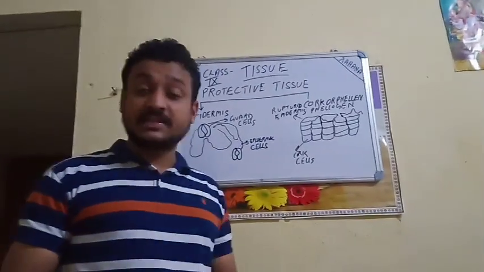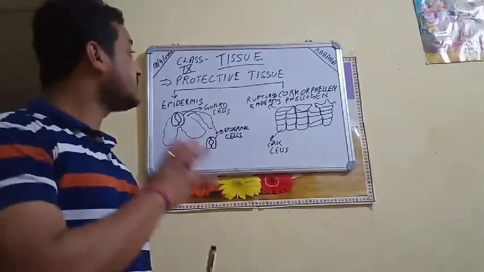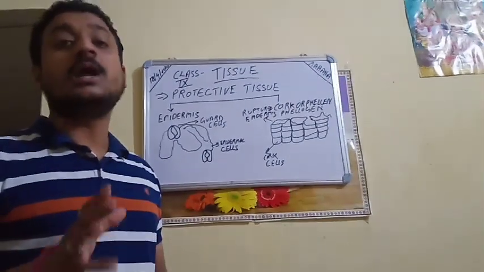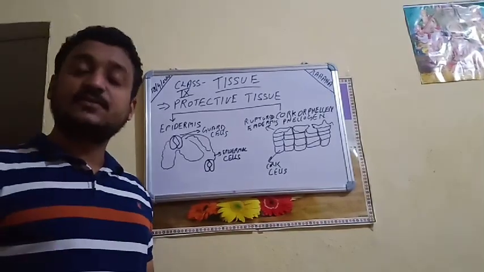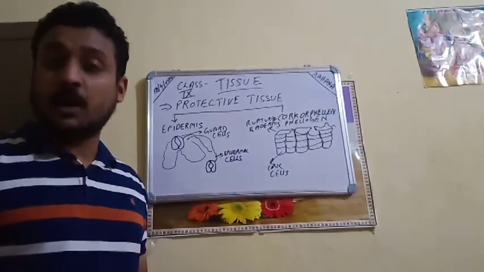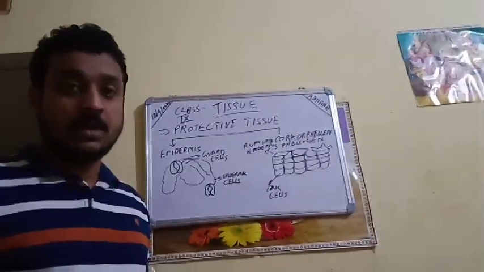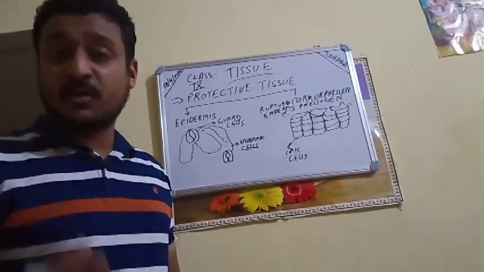This video is for class 9th standard. Yesterday for class 9th we have seen about the conducting tissue. The chapter is tissue. Yesterday we saw the conducting tissue in plants, that is xylem and phloem, and how the xylem and phloem function.